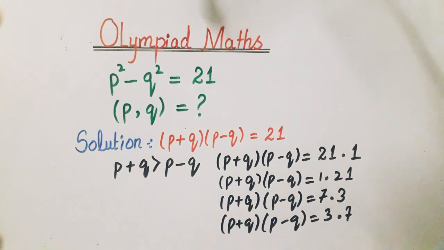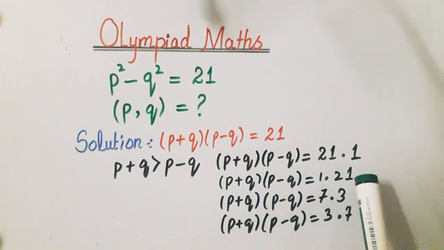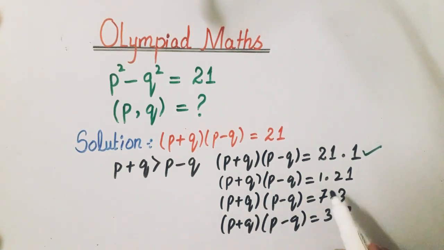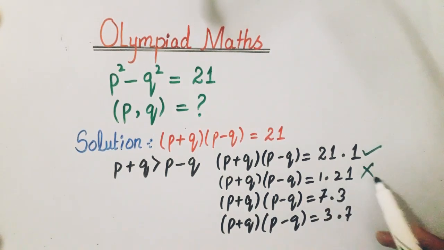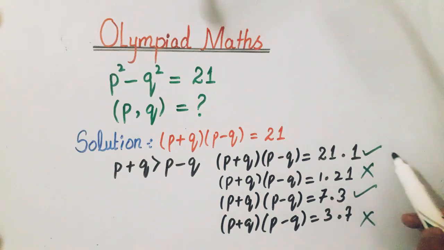Now we can take only the pair where the p plus q value is greater than the p minus q value. You can see the first number in the pair represents the p plus q value and the second represents the p minus q value. Here you can see 21 is greater than 1, so this pair is right. 1 and 21 is not. 7 and 3 is right because 7 is greater. So we will use only these two pairs for our solution.